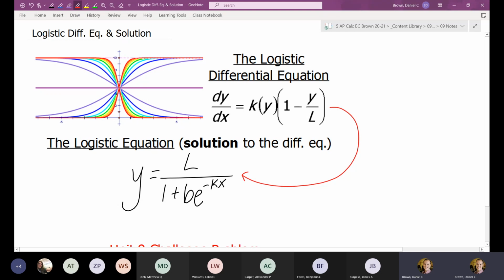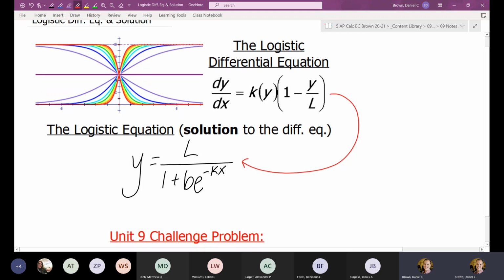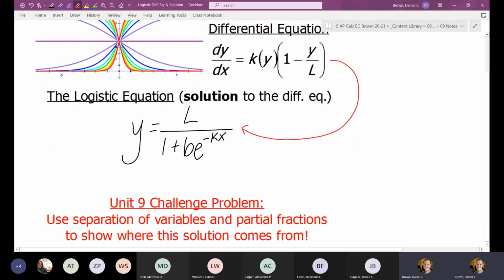If you want to see where it comes from, be my guest. It's kind of complicated, and you're more than welcome to try it, but where that y actually comes from is if you separate the variables and then integrate it, you actually have to do partial fraction decomposition, which we don't have time to do. On the AP exam, you're not going to have time to do it, and no one wants to do it. So again, it's just going to be easier for you just to memorize when you see that dy dx, this is what that y is going to become.